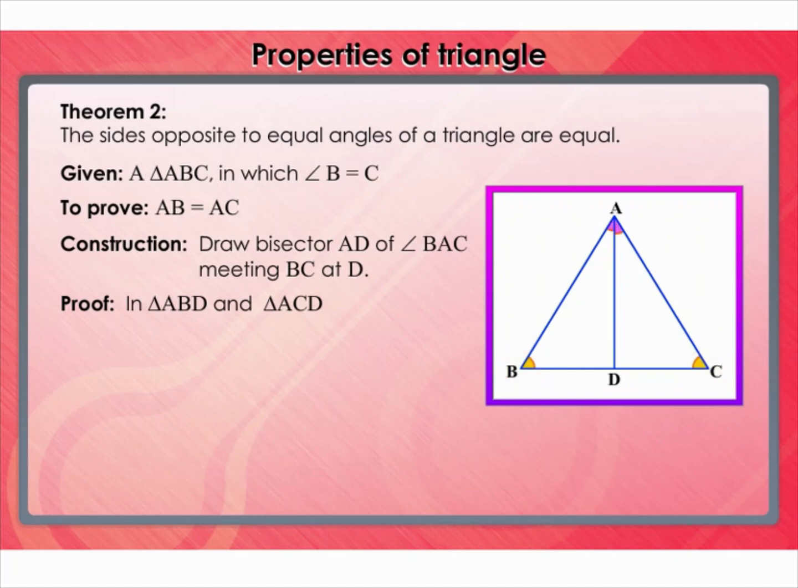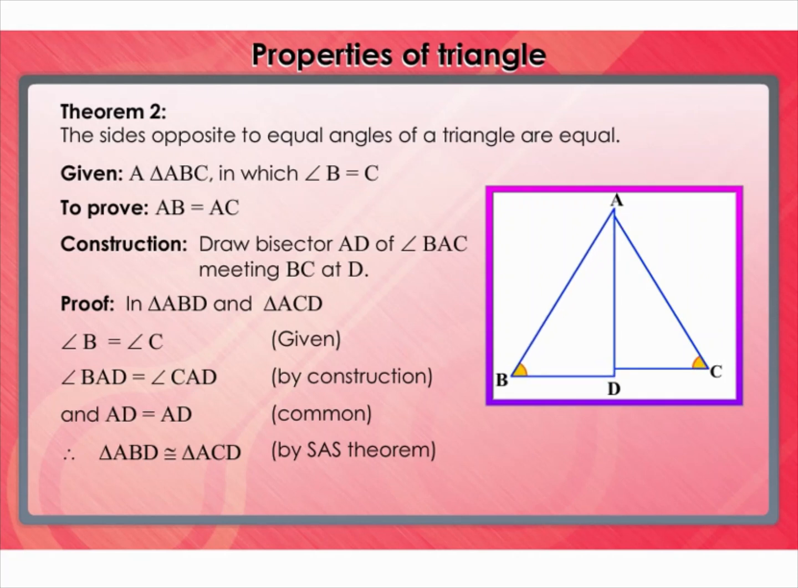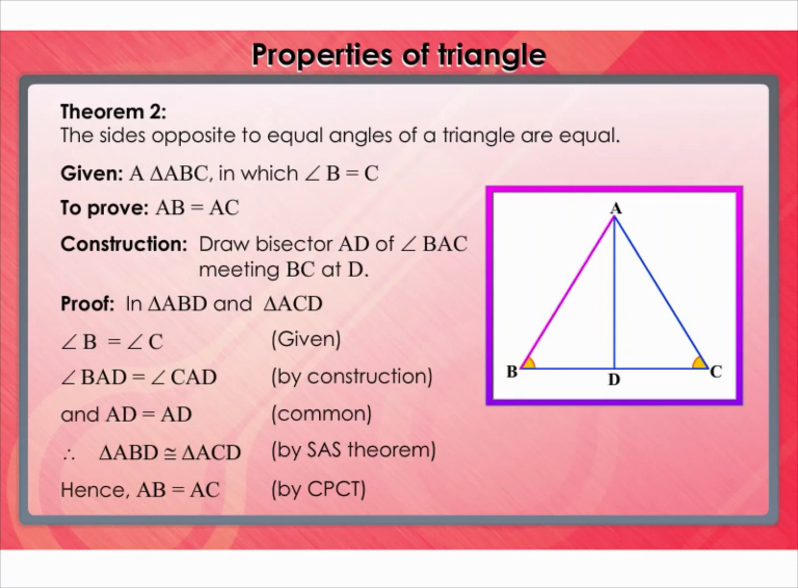In triangle ABD and triangle ACD, we are given that angle B is equal to angle C. Angle BAD is equal to angle CAD, since AD is a bisector of angle A, and side AD is common to both the triangles. Now, as we know by the AAS criterion, if two angles and one side of one triangle equals two angles and one side of the other triangle, then the two triangles are congruent. Thus, triangle ABD is congruent to triangle ACD, and since the corresponding parts of the congruent triangles are equal, side AB is equal to side AC.